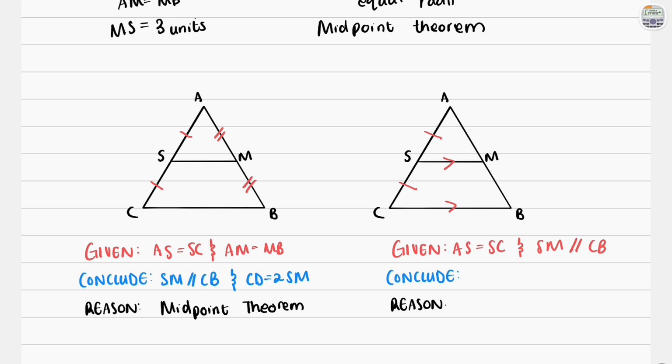Then what we would conclude from this, you would just fill it in. You see everything we have here, we're just filling it in. What else would we have here? Well, we would have, first of all, that AM is equal to MB and that CB is twice the size of SM. Now, the reason for this would be the converse. This is specifically the converse of the midpoint theorem. And that would be the difference.